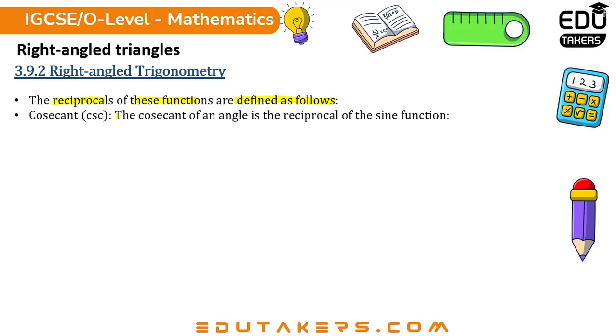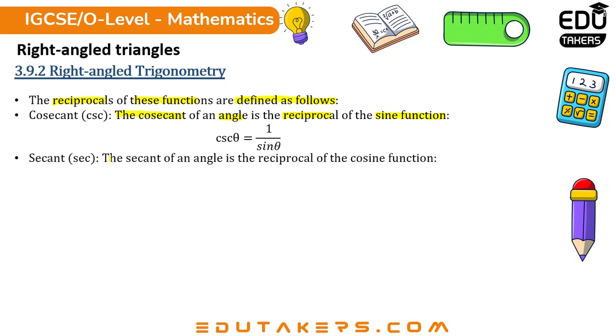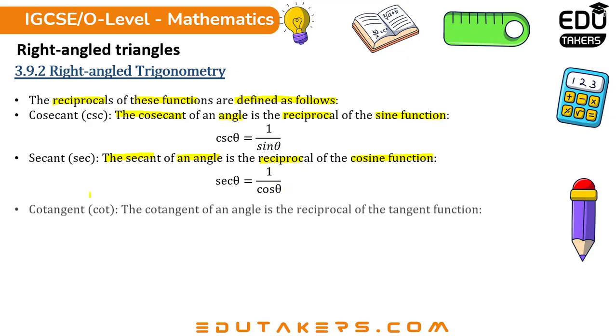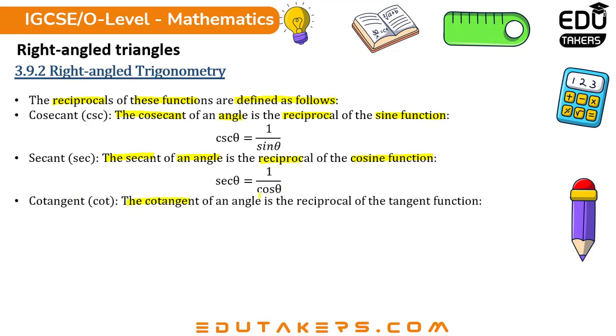Cosecant. The cosecant of an angle is the reciprocal of the sine function. Cosecant theta equals 1 over sine theta. Secant. The secant of an angle is the reciprocal of the cosine function. Secant theta equals 1 over cos theta. Cotangent. The cotangent of an angle is the reciprocal of the tangent function. Cotangent equals 1 over tangent.